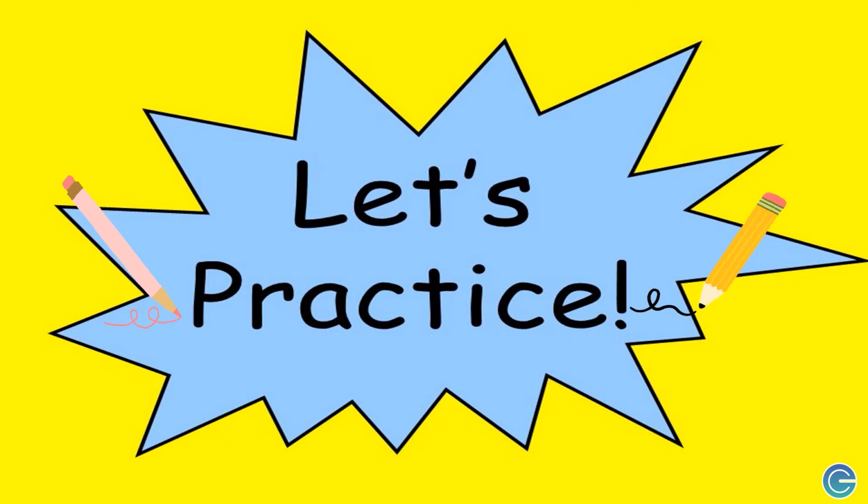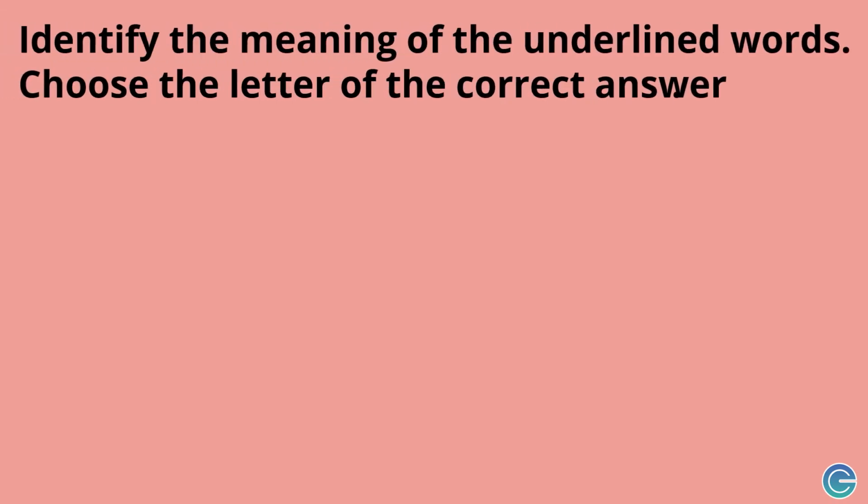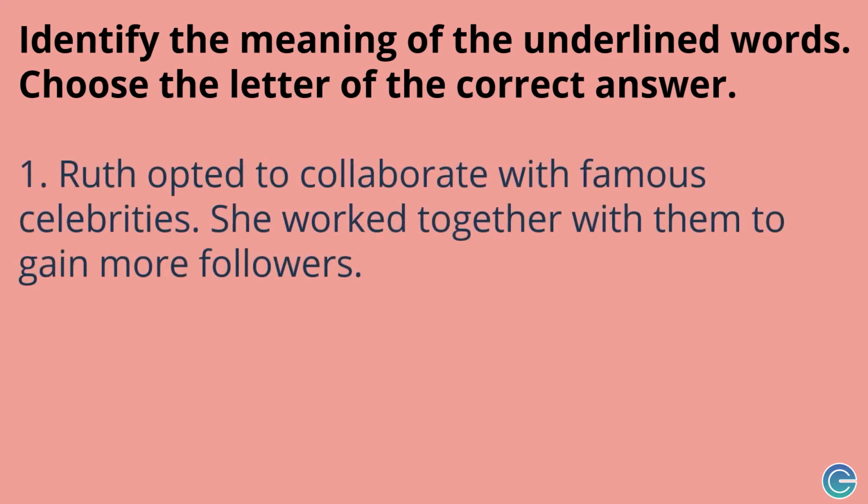Now let us try to answer this with your new knowledge of context clues. Identify the meaning of the underlined words. Choose the letter of the correct answer. Number 1, Ruth opted to collaborate with famous celebrities. She worked together with them to gain more followers.